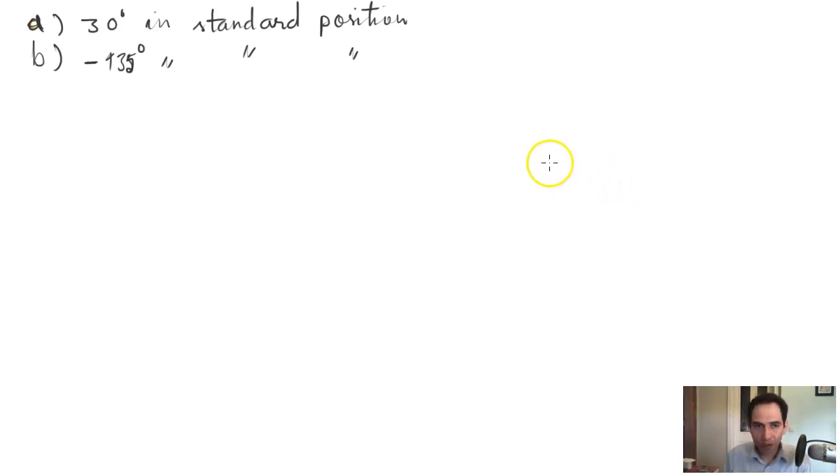So when I want to draw a 30-degree angle in standard position, all I need to do is have this Cartesian coordinate system. This is my x-axis and this is my y-axis.